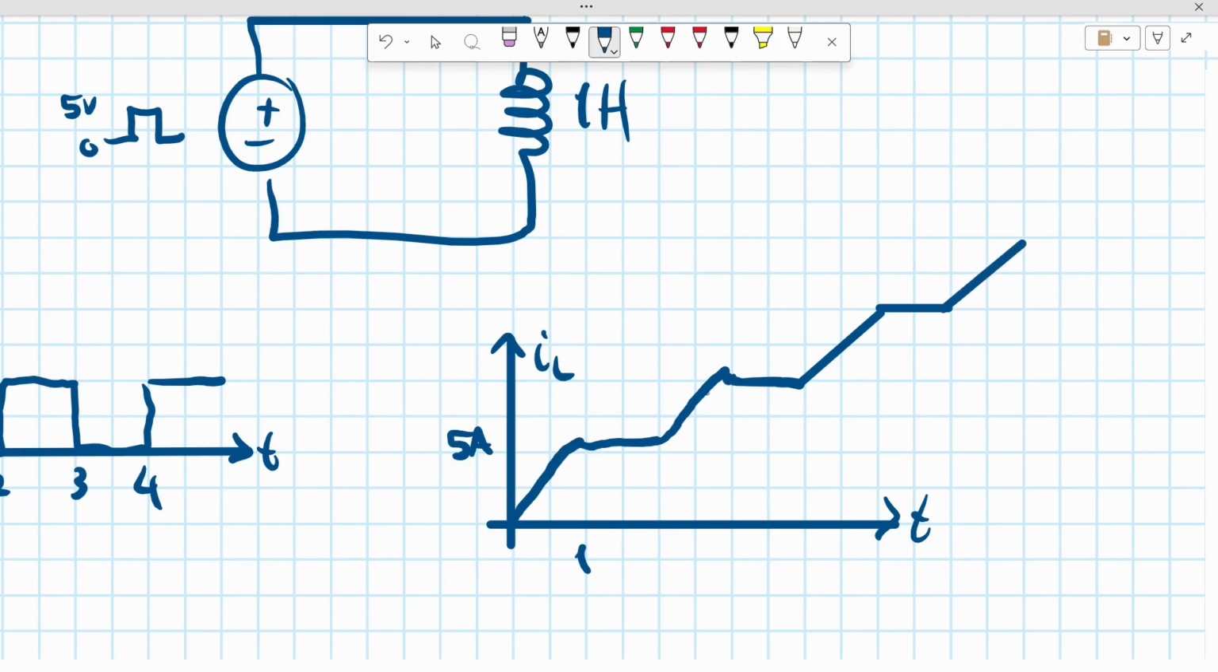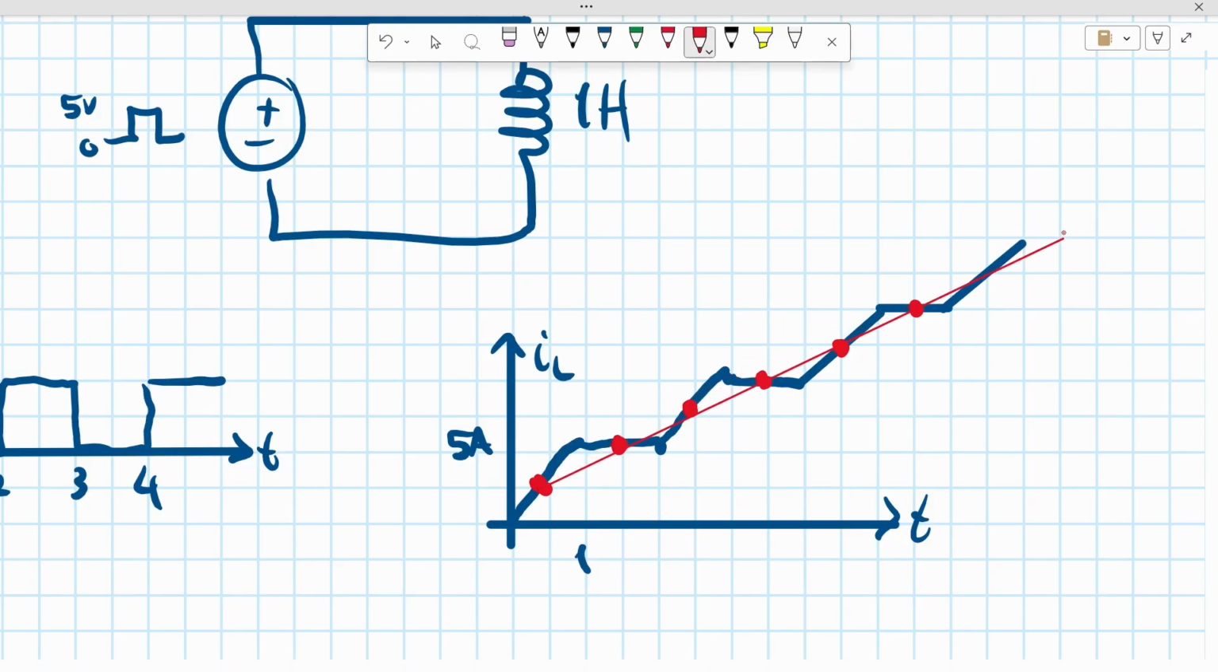Now I want you to see something. What if we want to draw the average current of this shape? How would it look? So a good point is this point, and another point is this one, another one is this one, this one, this one, this one. We can see that all of them lie on a straight line.